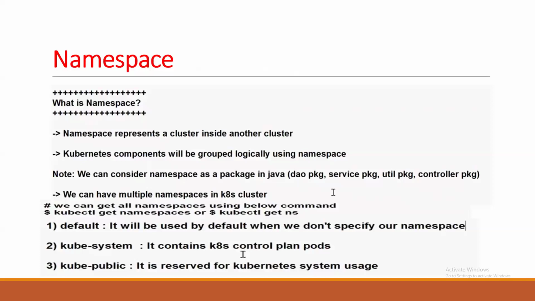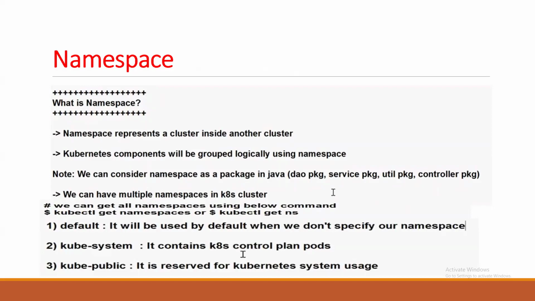We can consider a namespace as a package in Java, something like a dao package, service package, util package, controller package. Everything will be grouped together. So the components will be grouped logically using the namespace. We can have multiple namespaces in a Kubernetes cluster.